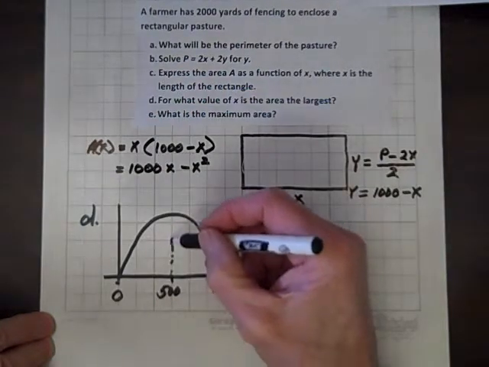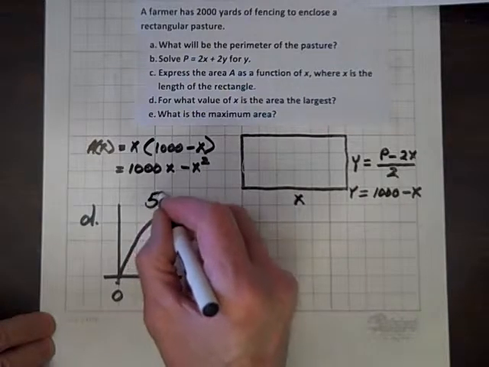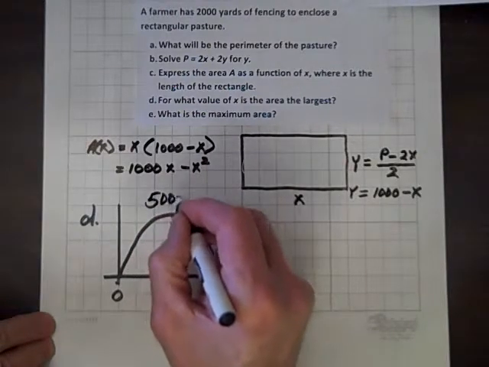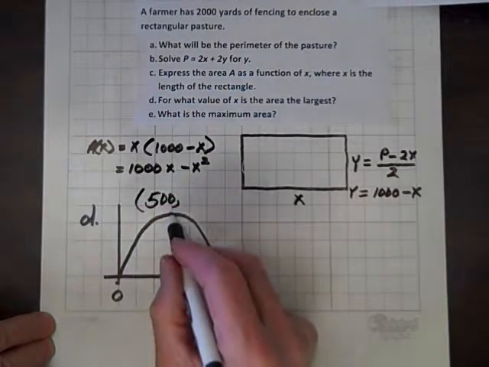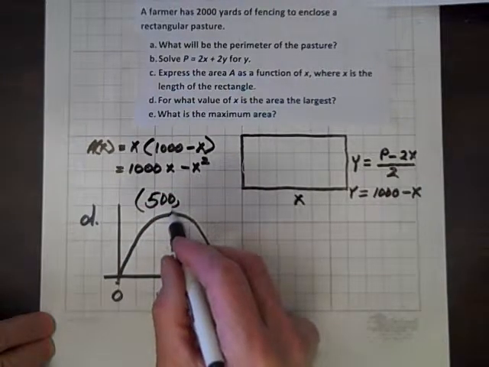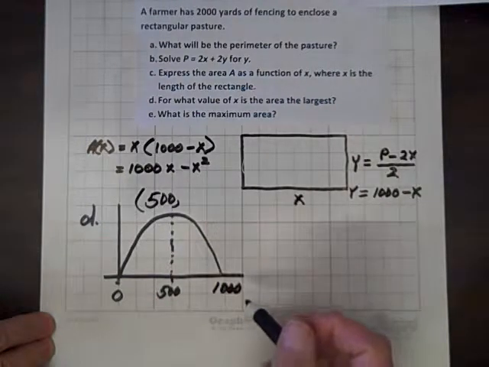So then 500 is the x-coordinate of the vertex of this parabola. It's the value of x that will maximize the area of the rectangle.